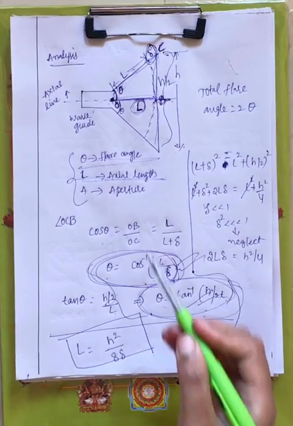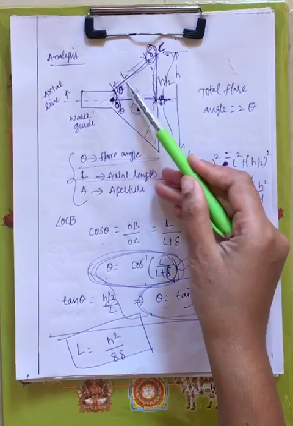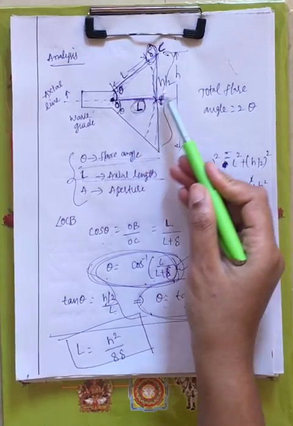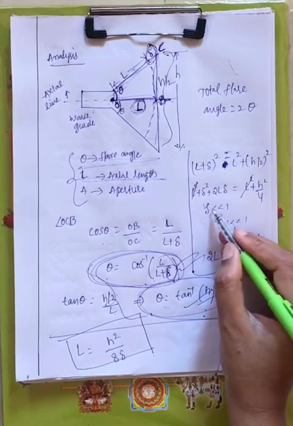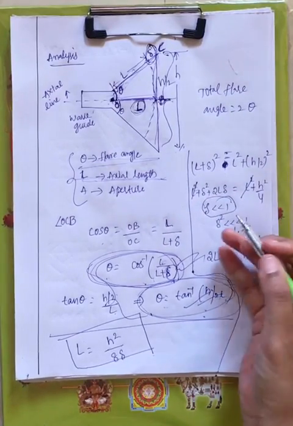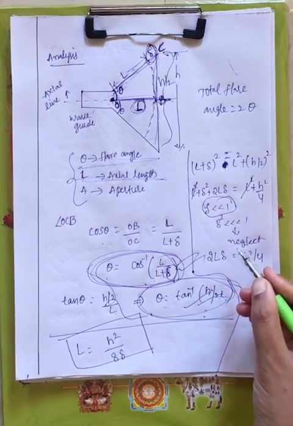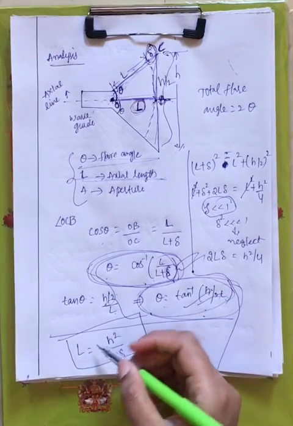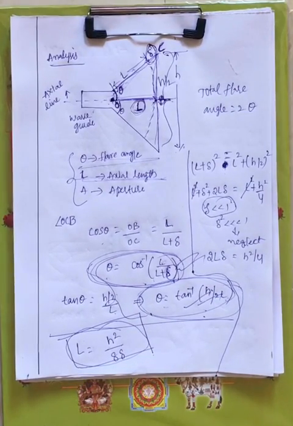Now this is a right angle triangle. From Pythagoras theorem, L plus delta whole square equals L square plus H by 2 whole square. Now solve this. Neglect delta square, since delta will be less than 1, and if it is less than 1, squaring also you will get less than 1. That's why neglect it. Finally you will get L equals H square by 8 delta. Now using this formula you can calculate axial length.